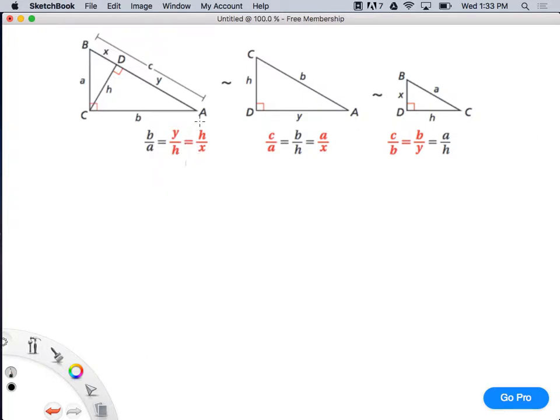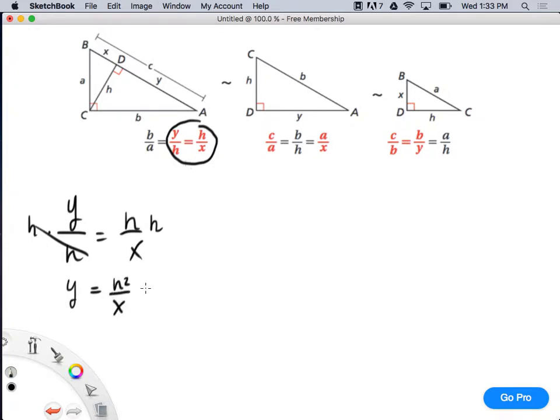All right, now look. Let's take a look at this. Let's use these two here. I get y over h equals h over x. Now, I'm going to multiply both sides by h. This goes away, and I get y equals h squared over x. Then I'm going to multiply both sides by x, and I get h squared equals xy. You see that? So h squared equals x times y. Does that make sense to you guys?